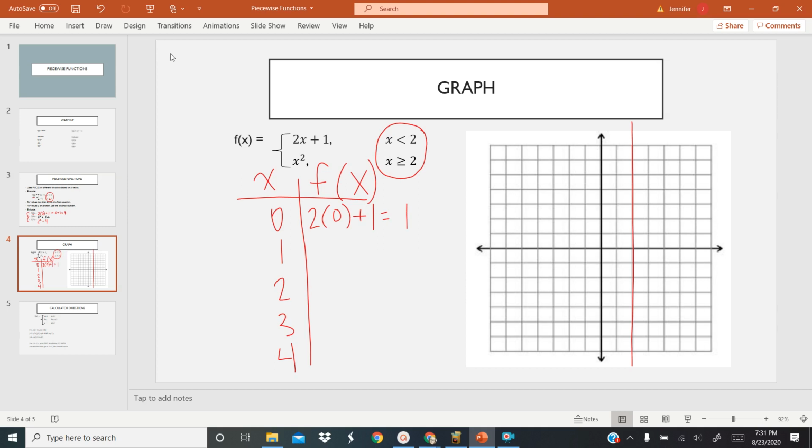It turns out to be 1. For the 1, that's still less than 2, so you're still using the first equation. So it would be 2 times 1 plus 1. 2 times 1 is going to be 2, plus 1 is going to be 3.